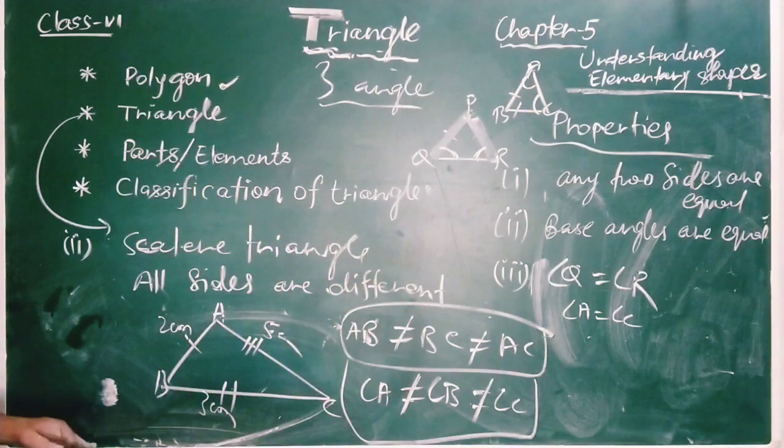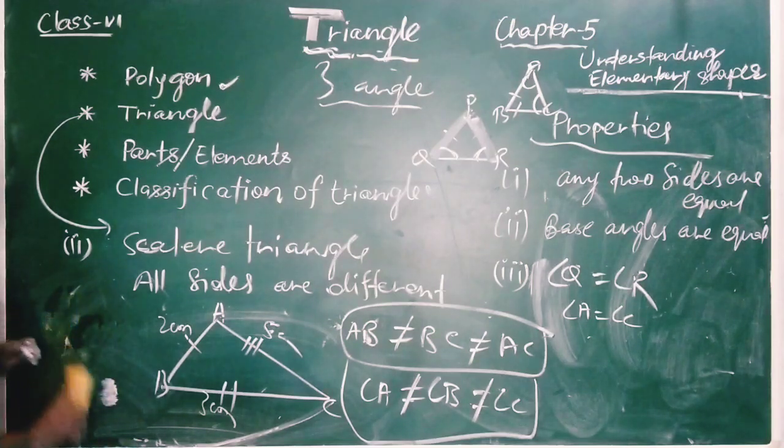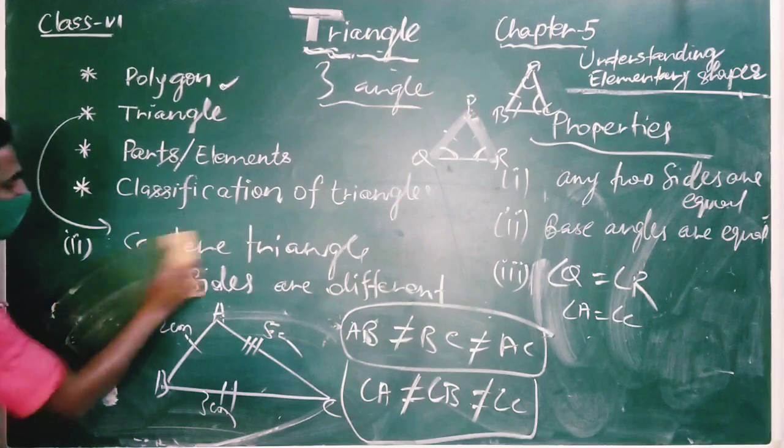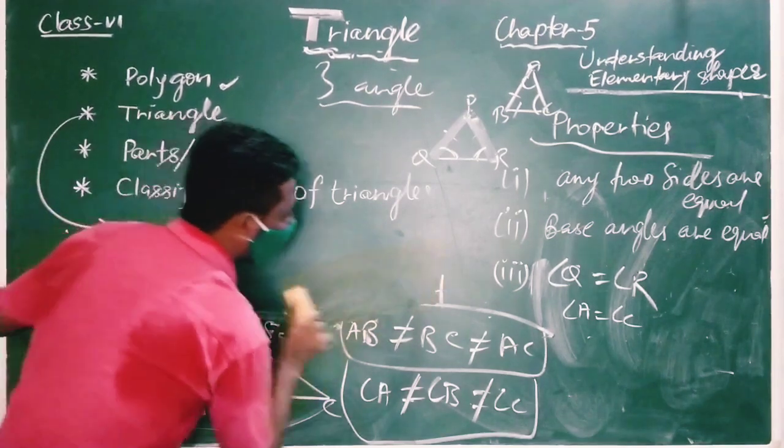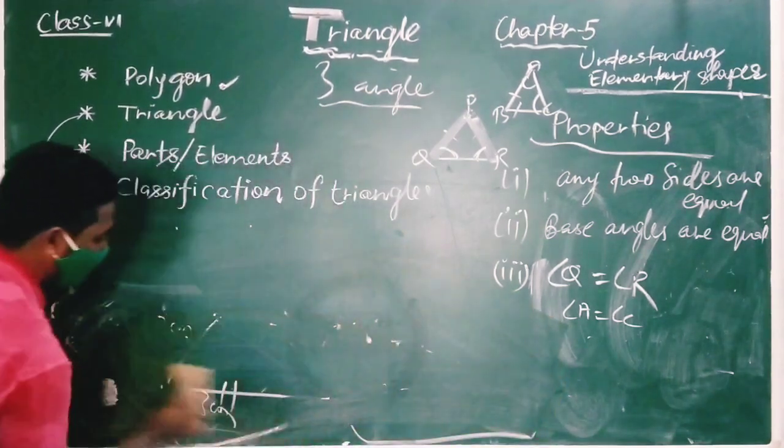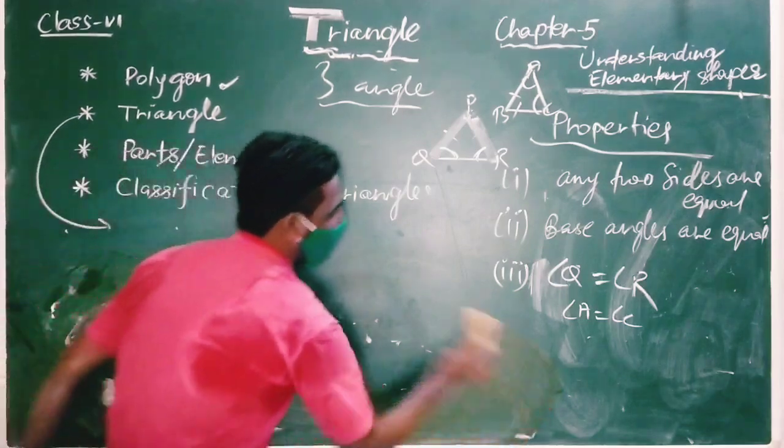Now I will discuss on the basis of angles. So let me erase this now. Okay, I hope you must have taken that screenshot. So now this is done: scalene triangle, isosceles triangle, equilateral triangle, it is done.